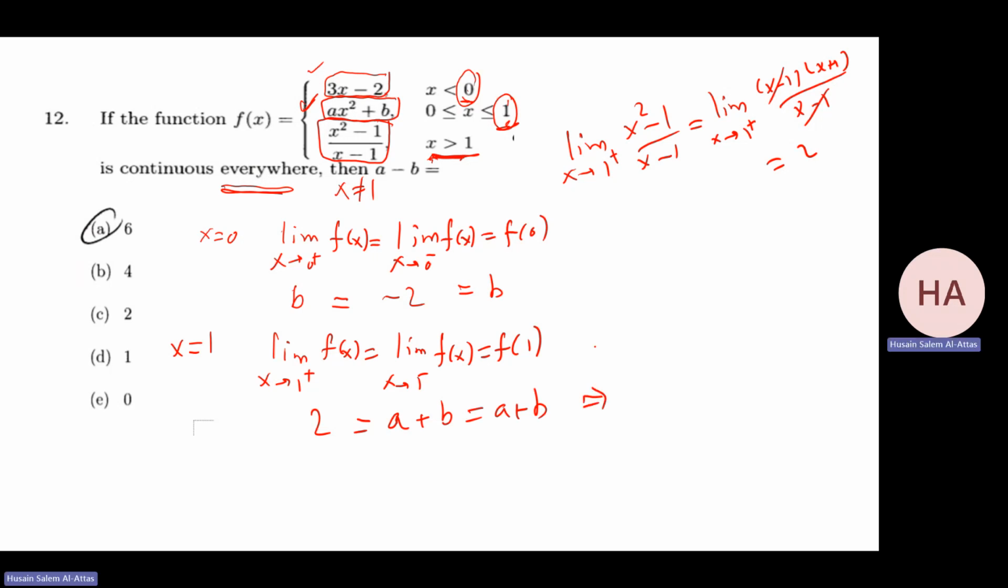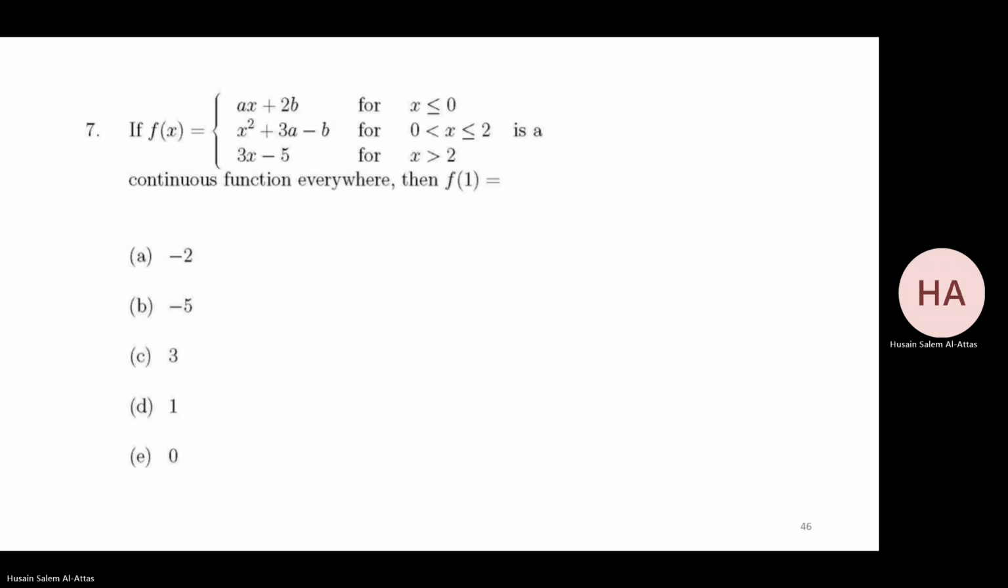It's equal to the same thing as A plus B. So we have B equal minus 2. Plug it there, so I have A minus 2 equal 2. That means A equals 4. So what will be A minus B? It will be 4 minus minus 2, which is 6. So this is the answer.